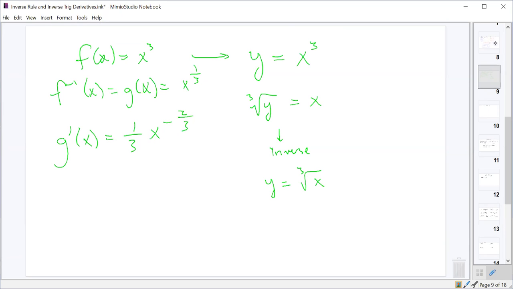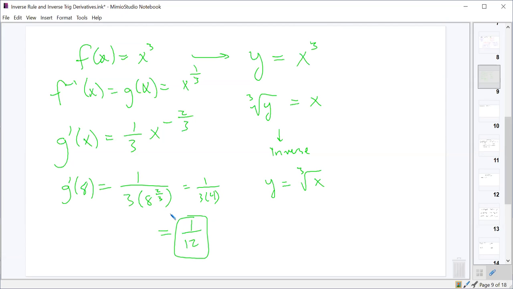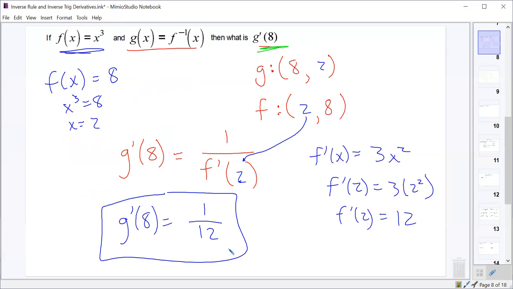Yes. And we were looking for g prime of 8. So if we go back in here, g prime of 8 is 1 over 3 times 8 to the 2/3 power in the denominator. And a 2/3 power on 8 makes the 8 turn into a 2, and then square the 2 to get a 4. So this is 1 over 3 times 4, or 1/12. And we can see that by actually going through and finding the inverse, we get the same exact value as we did by just using the inverse rule.